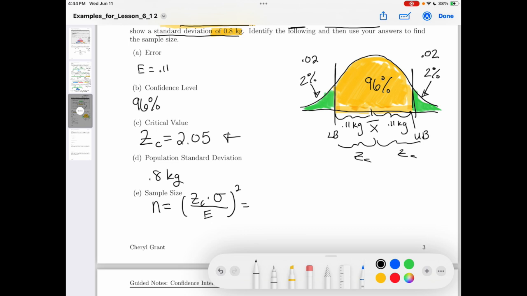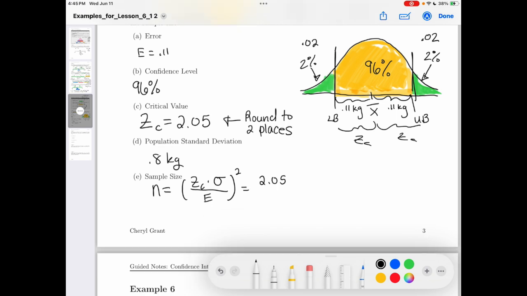So when we do our calculations in your homework, make sure you round your critical value to two places. Because if you don't follow the rounding directions for your critical value, your answer is going to be off. Okay, so our critical value is 2.05. We're going to multiply that by the standard deviation, which is 0.8, divide by the error, which is 0.11, and then we're going to take that whole answer and square it. When we do that, we're going to get 222.2809917.